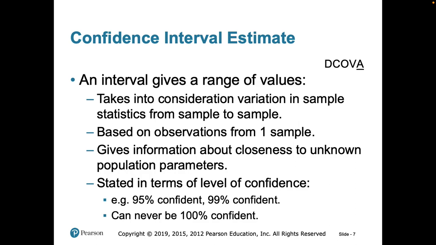Not all the teachers might be willing to share that information. So you are going to take a sample. But from sample to sample, you're going to have variation in what the data is. So based on observation from one sample, that's where we're going to do our confidence interval. You're not going to do several samples, you take one sample, right? And that'll give us information about how close we are to unknown population parameters. Taking a sample, it'll tell us how close we are to the population actual mean for the final exam. Normally, you're going to do 95, 99.